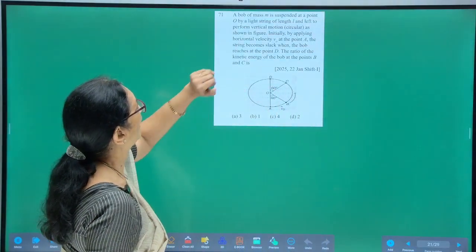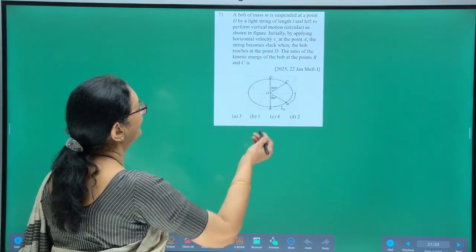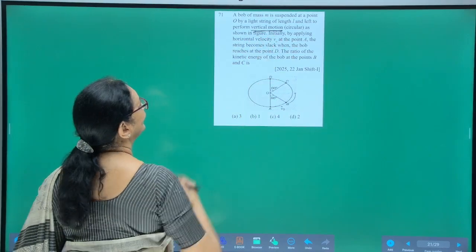Look here. A bob of mass m is suspended at a point by a string of length L, left to perform vertical circular motion.